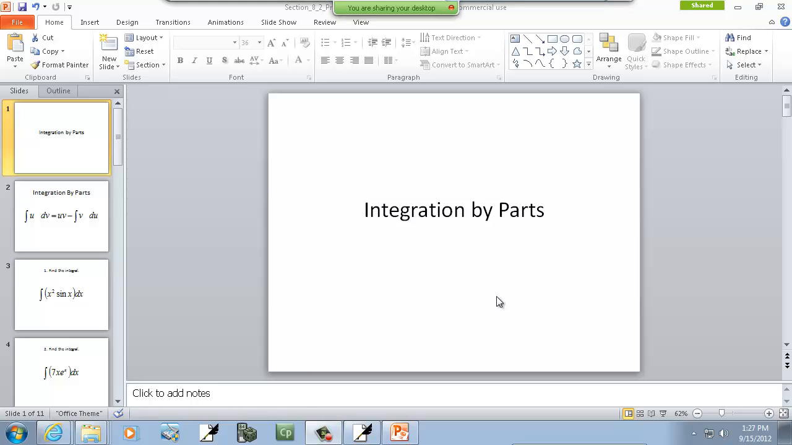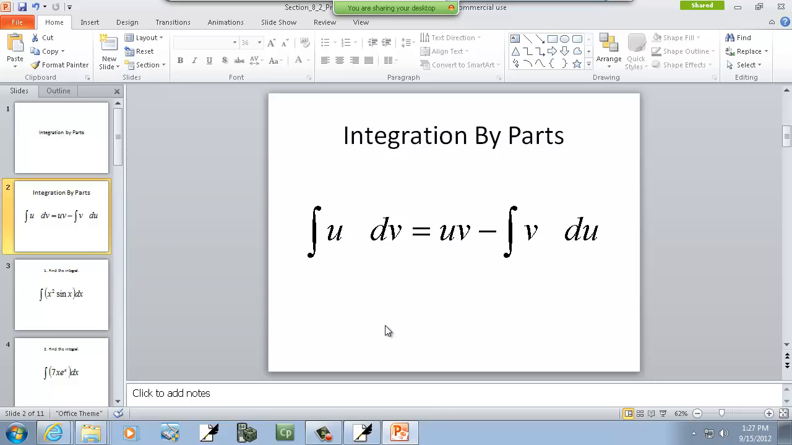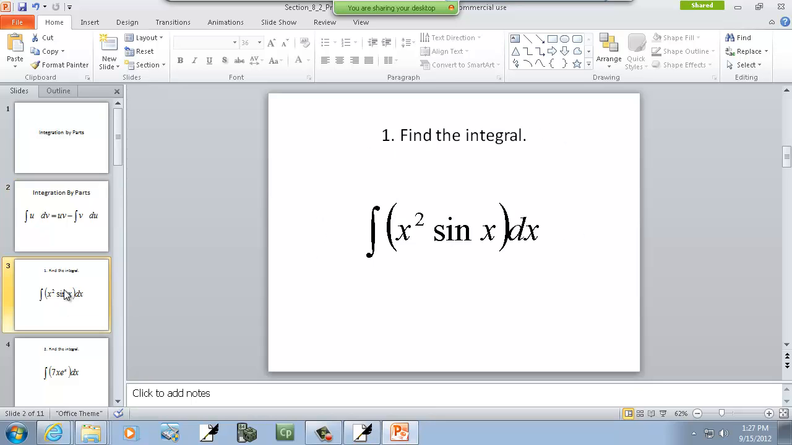Now let's take a look at integration by parts. And first, our formula. Integration by parts says the integral of u dv is equal to uv minus the integral of v du. So let's see what in the world that means.